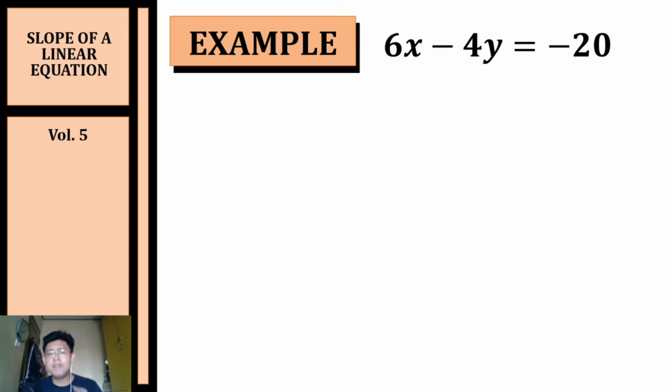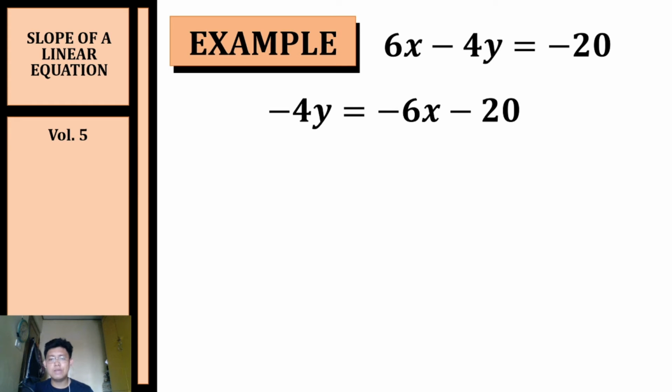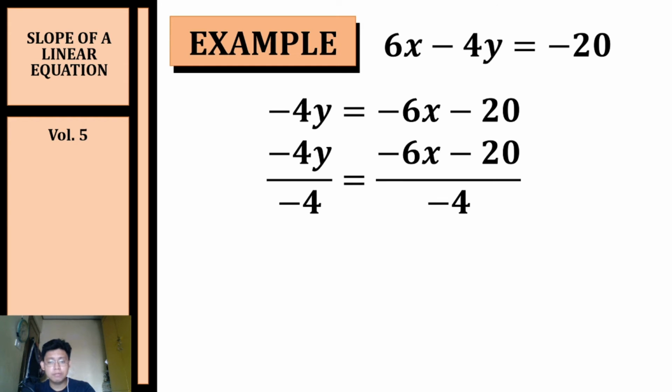For example, we have this equation and we're going to get the slope. In order to do that, we must convert this equation to slope-intercept form. We must transfer the variable term x to the other side of the equation. So we will have negative 4y is equal to negative 6x minus 20. Then we need to remove the numerical coefficient of y, which is negative 4, by dividing both sides by negative 4. Dividing both sides by negative 4, we will have y is equal to 3 over 2x plus 5.